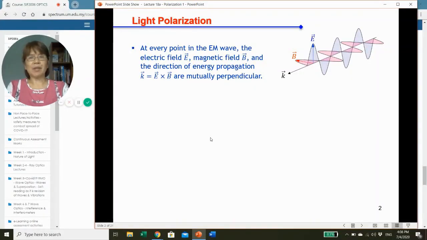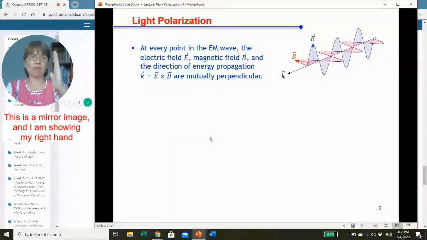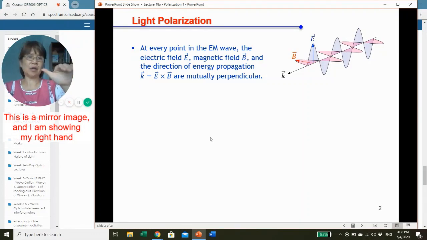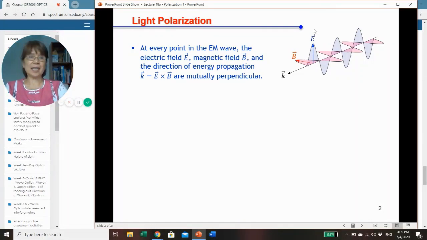So what is light polarization? Firstly, let's just look at the EM wave, electromagnetic wave. We know that you have the electric field vector in this direction, magnetic field vector in this direction, and rather here, E cross B gives you the direction of propagation using a right hand to represent. So you see that the E and the B and the K, that's the direction of propagation, they are mutually perpendicular.